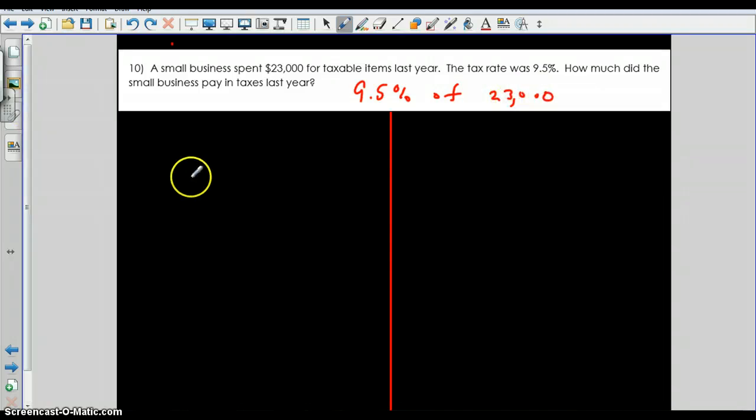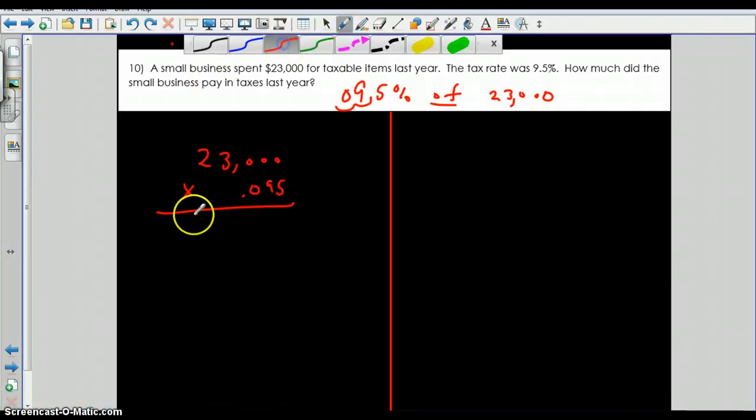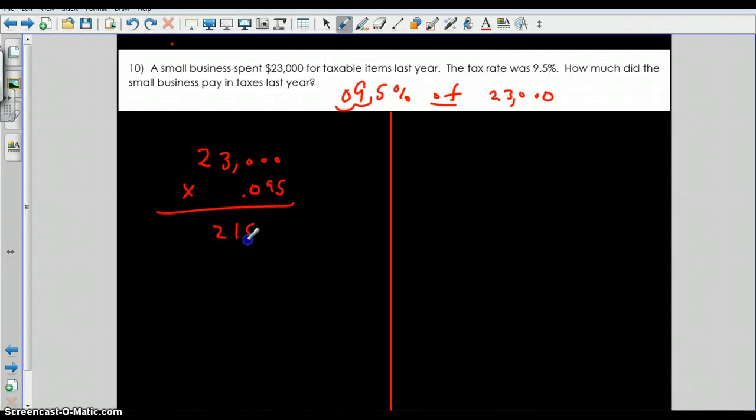Just like that. So the two methods, once again, we know that of means multiply. So you could just do that, 23,000 times, and let's change this to a decimal. Remember, we move it over 1, 2, and add a placeholder 0. So 0.095. And that would be $2,185 in taxes. And since it just asks how much in taxes, that would be how much they paid in taxes. And I just used a calculator just because we're almost out of time. I don't want this video to go over 10 minutes if possible.